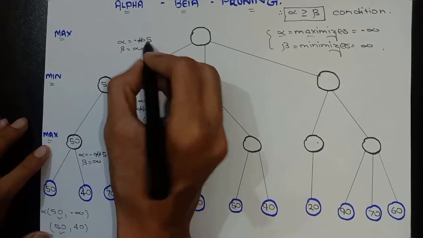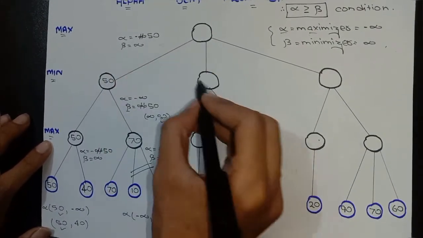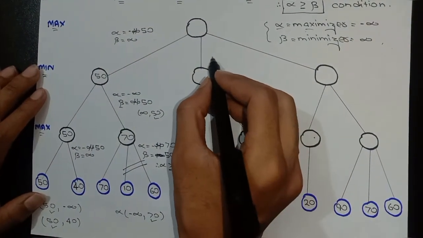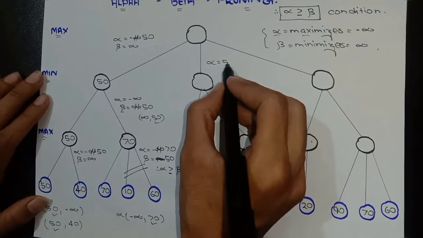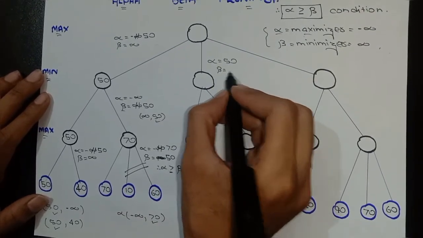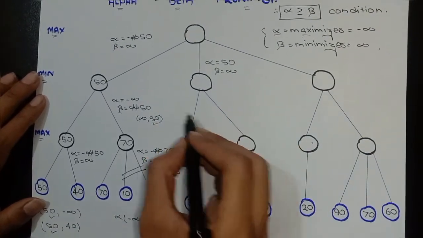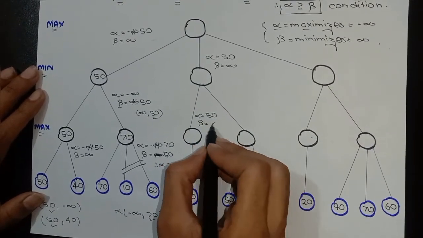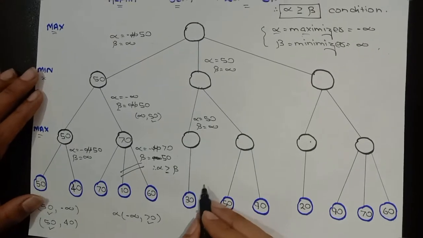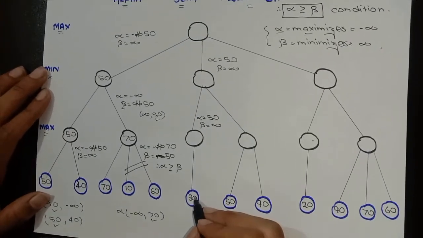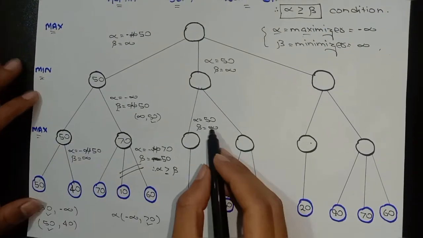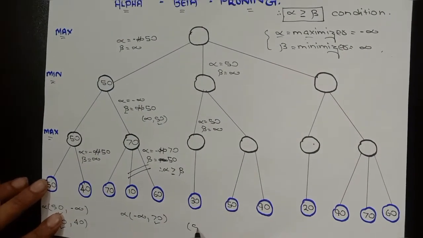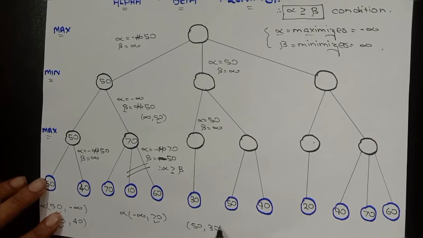Then we go to the upper level, which is the maximum level. Here I will check the condition: is minus infinity bigger or 50 bigger? Definitely 50 is bigger, so I will consider 50, but I will not write it in the circle because I have two more leaf nodes to traverse. Now I will again write these key points: alpha becomes 50 and beta is infinity. Write it here also. So here I'm at the maximum level.